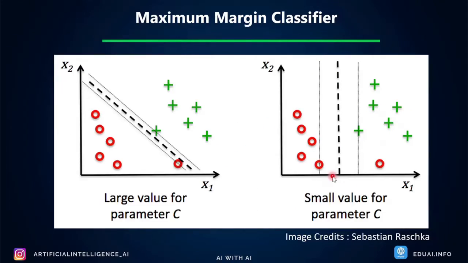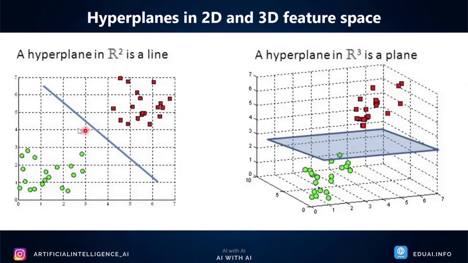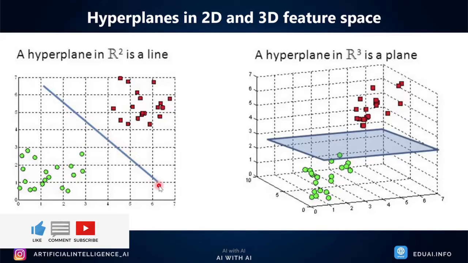Let's see what we mean by hyperplane. This explains it very easily. Here, this line is nothing but your hyperplane. There is a margin you can see, right? So the margin is kept and this line is drawn, which is a hyperplane in 2 dimensions.